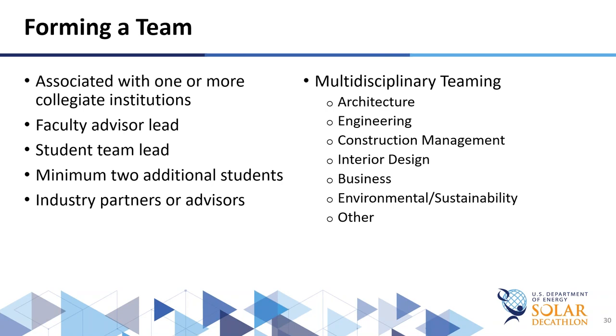Student team members can be from any discipline and any level of collegiate schooling, but they must be a degree-seeking student. You will also need to have a faculty advisor lead and a student team lead, whom the organizers can contact with questions. Three total students with the faculty advisor lead create a complete team at a very minimum. Within your team, consider looking for members outside of your program. Construction management, interior designers, business, and environmental are some of the disciplines that will help to have on the project. Then, reach out to industry partners or advisors who can provide additional mentorship during the design phase.